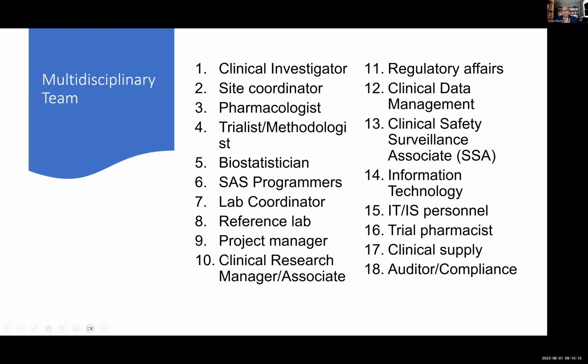Now, there are multidisciplinary clinical trials. The clinical research team contains clinical investigators, site coordinator, pharmacologist, methodologist, biostatistician, SAS programmers, lab coordinators, reference labs, project manager, clinical research manager or associate, regulatory affairs, clinical data management, clinical safety surveillance associate, information technology, IT personnel, trial pharmacist, clinical supply, auditor and compliance. See, this is not like a simple SAS programming job or biostatistician. It's a big process. You need to work with a different team of people. So that's the reason I told you multidisciplinary skills are required.